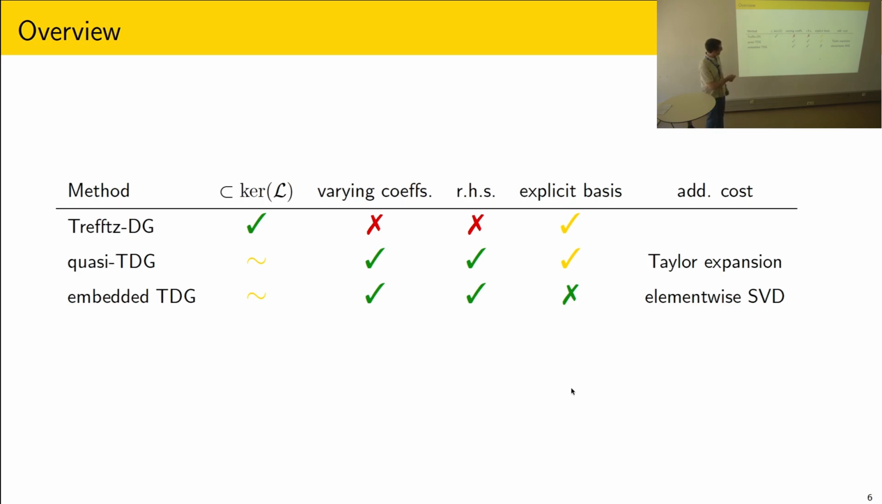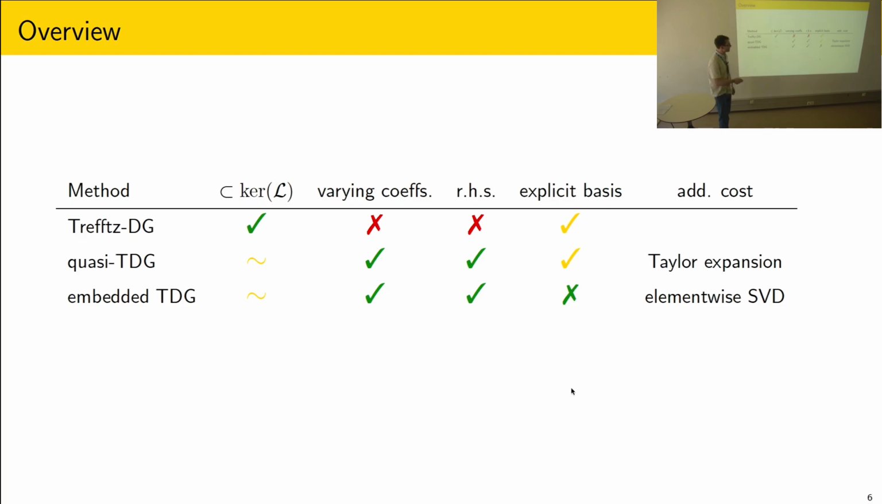So instead of being exactly inside the kernel of the operator, we will have to relax this condition for us to allow for varying coefficients, also treat the right-hand side. And then the difference between these two methods is that we still have an explicit basis for the quasi-Trefftz, which I marked in yellow, since this, of course, means that we have to implement these guys. And, of course, we usually don't find a well-conditioned basis, so this can be troublesome.